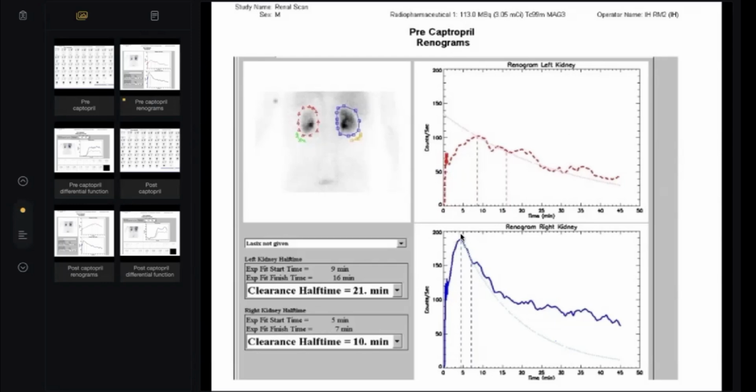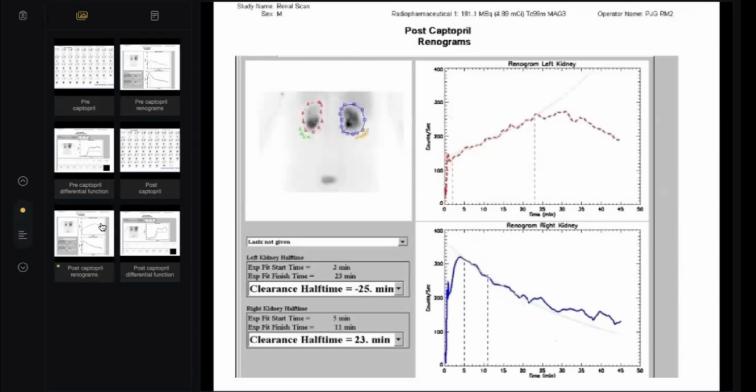Another point here, the counts. I mean, counts mean the amount of the tracer that has been uptaken. See here, it is good, about 190, but here, see, hardly 100. So the poor function is here. Second point, see, rapid decline. This is the clearance, my colleague. Rapid and the normal. This is the normal decline. But here, slow decline. And all of these are pre-captopril.